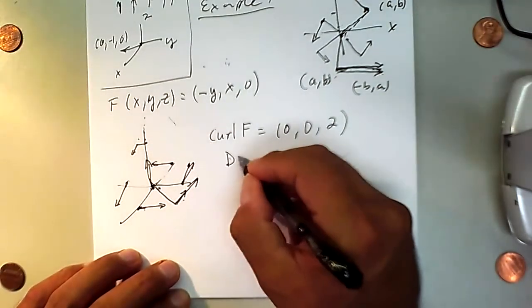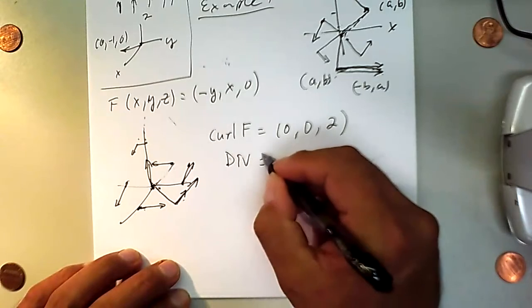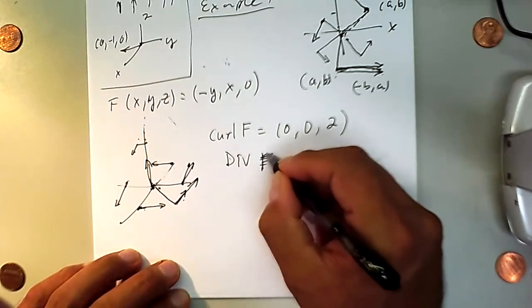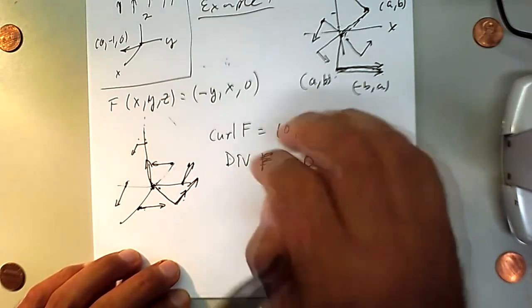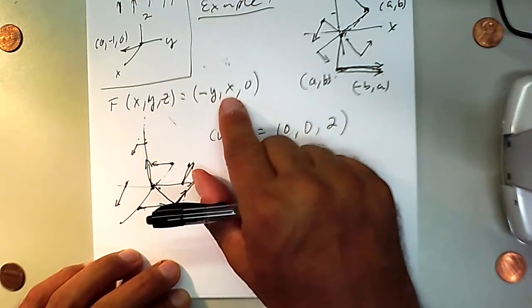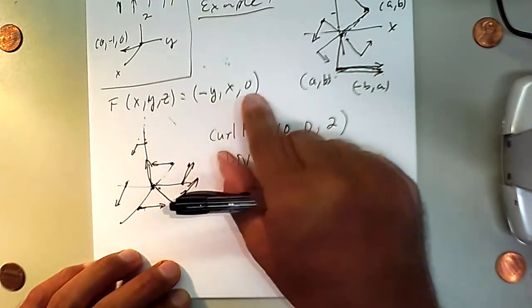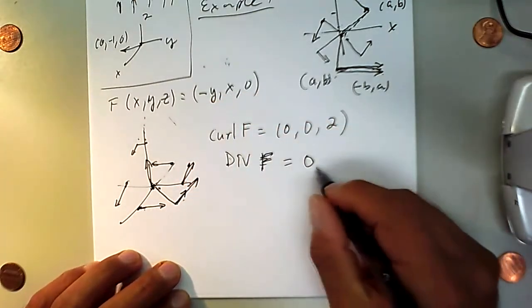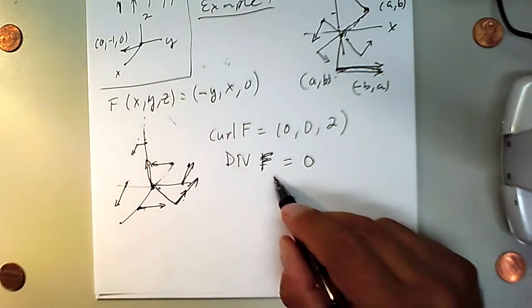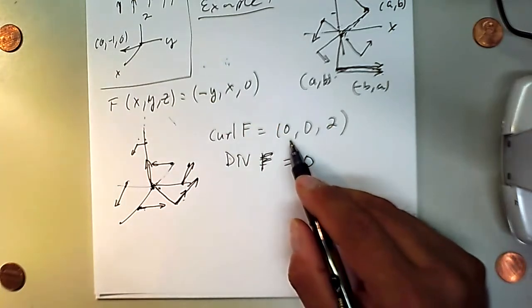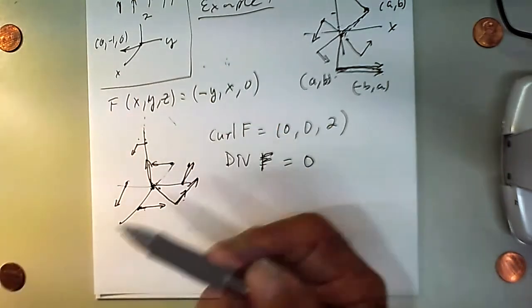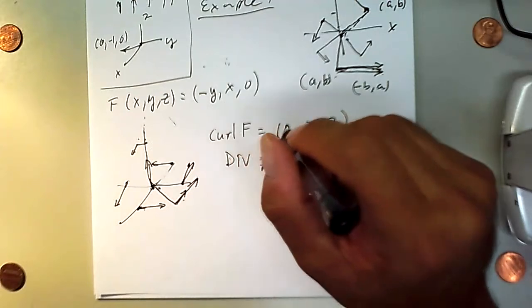The divergence of f is going to be 0, because derivative with respect to x, derivative with respect to y, derivative with respect to z, all of them are going to be 0. Add them together, we get 0. So no divergence, but we do see the curl, because we do see some swirling around.